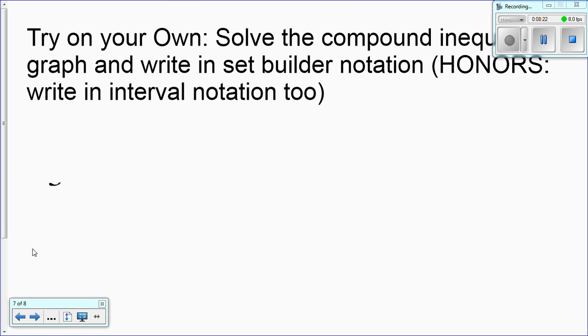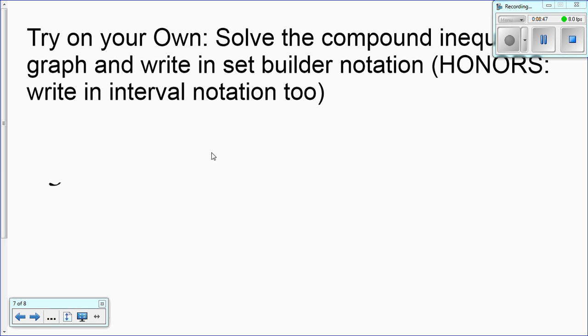Now all we have left is our try on your owns: solve the compound inequality and write it in set builder notation. But for my honors kiddos, you also need to write it in interval notation as well. So please go back to your notes and think about what that means, and we will go over it next class as well.